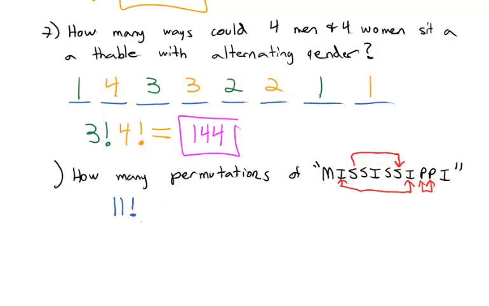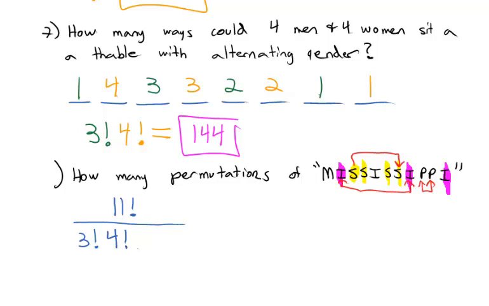11 factorial would tell us how many ways we could arrange those. But we have to divide out all of the arrangements of repeated letters. Notice we've got the I as a repeated letter. I is there 1, 2, 3 times. So we're going to divide out all the ways those 3 letters can be rearranged, which is 3 factorial. We also have the letter S repeated 1, 2, 3, 4 times. Dividing out the ways those could be arranged is 4 factorial.